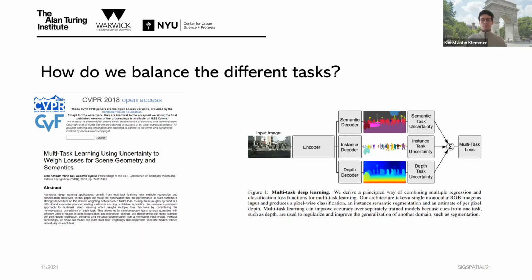Here, we use an approach proposed by Kendall et al. in their 2018 CVPR paper. We use the task-specific uncertainty to balance the losses of the different tasks. This way, we can avoid having to set hyperparameters for the auxiliary task loss weights.